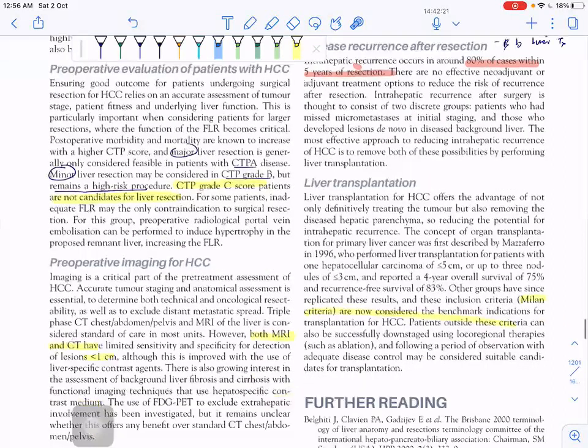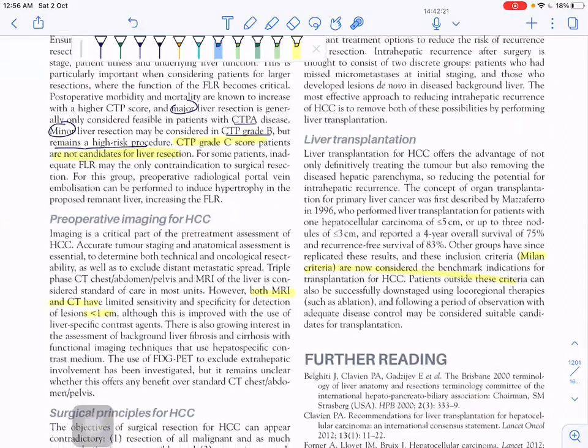So preoperative imaging for HCC: you have to take both MRI and CT, which have limited sensitivity and specificity for detection of lesions less than 1 centimeter. So less than 1 centimeter, the sensitivity is very decreased, although this is improved with the use of the liver-specific contrast agent. If you're using liver-specific contrast agent, you can even detect a lesion less than 1 centimeter.